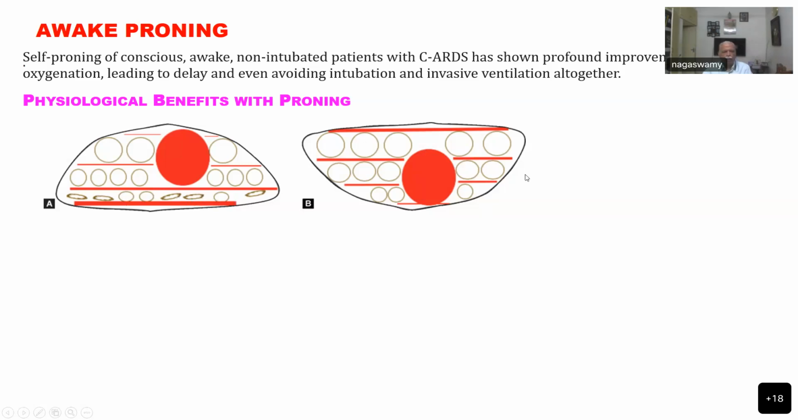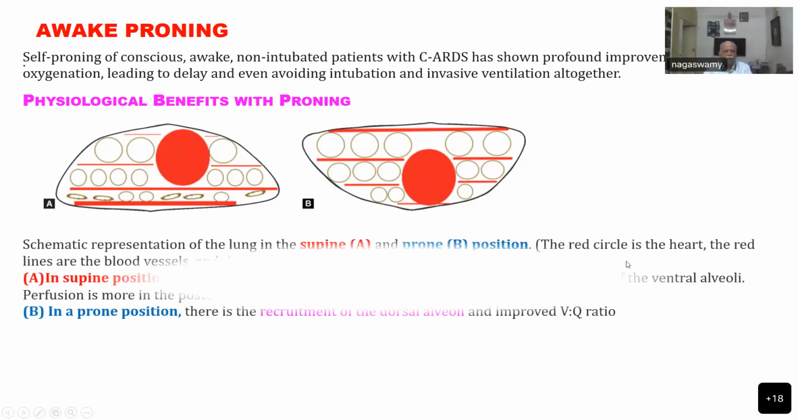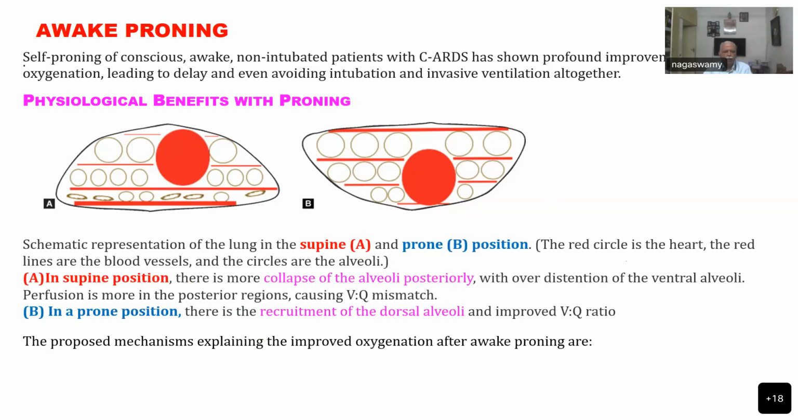So by proning, what do you achieve? You expand the alveoli on the dorsal aspect, and there is good perfusion also. So the ventilation perfusion gets very well matched and the oxygenation improves. So as simple as that. This diagram I don't think is a very difficult one to draw. You can just put an oval and then put 2, 3 red lines and put one red big circle, and show the collapsed alveoli here and all expanded alveoli here. So this is how the improvement happens.